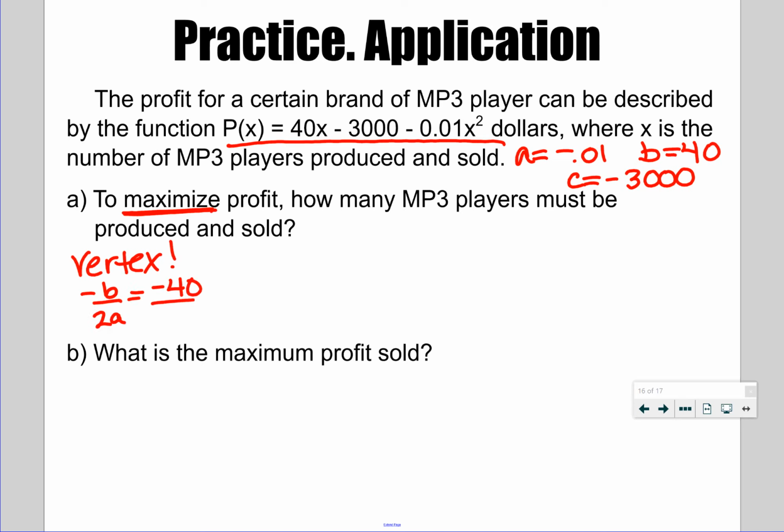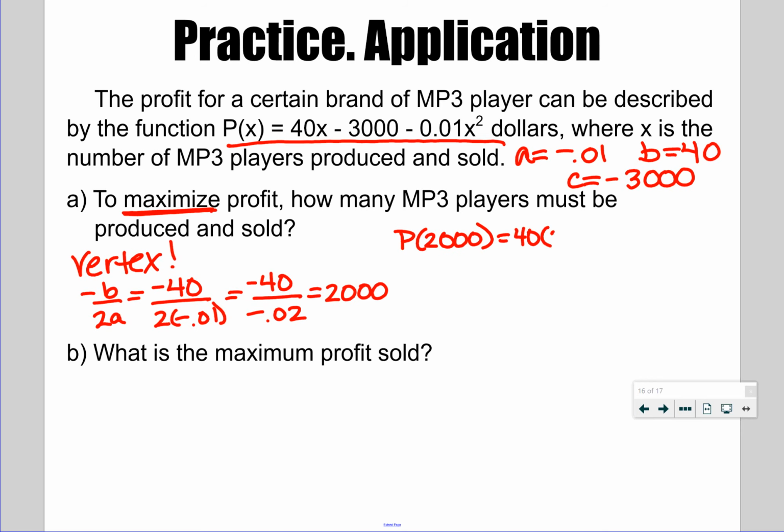Opposite of b is negative 40. 2 times a is negative 0.02. So I have negative 40 over negative 0.02. And then you can calculate that in your calculator, and you're going to get 2,000. From there, you can evaluate 2,000 in the function to get the second half of your vertex. So 40 times 2,000 minus 3,000 minus 0.01 times 2,000 squared.